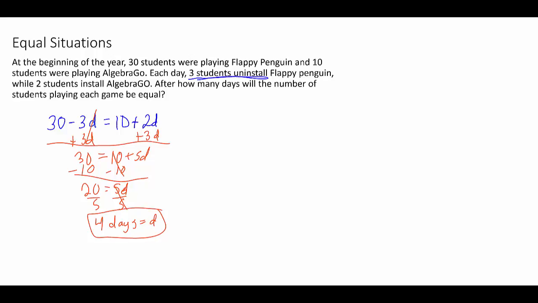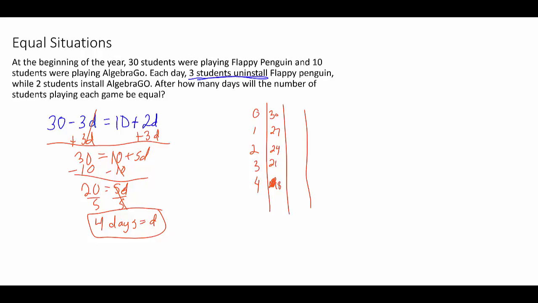One thing we can do to check, and this only really is a good idea because 4 is a fairly small number, is we could actually make ourselves a chart using how many days and how many there were on each day. So Flappy Penguin started at 30 and went down by 3 each day.